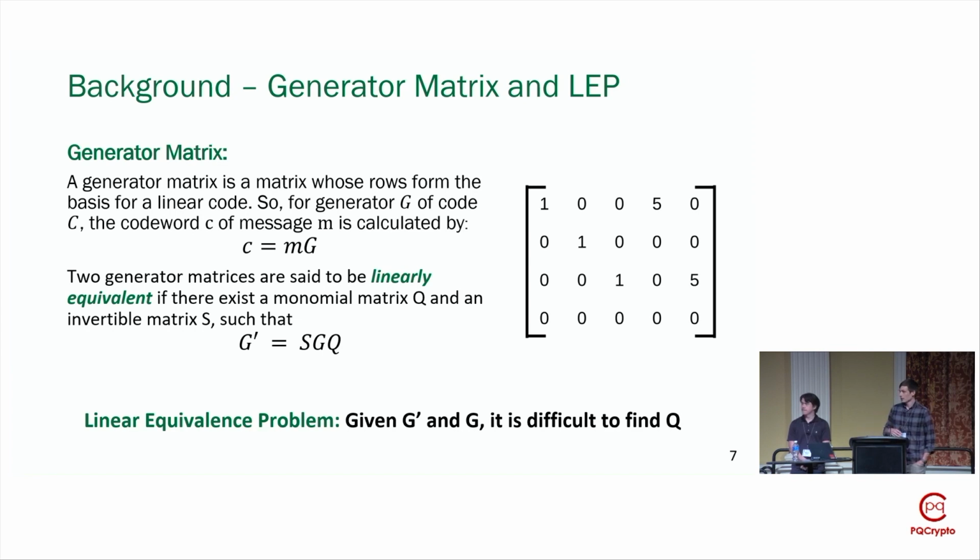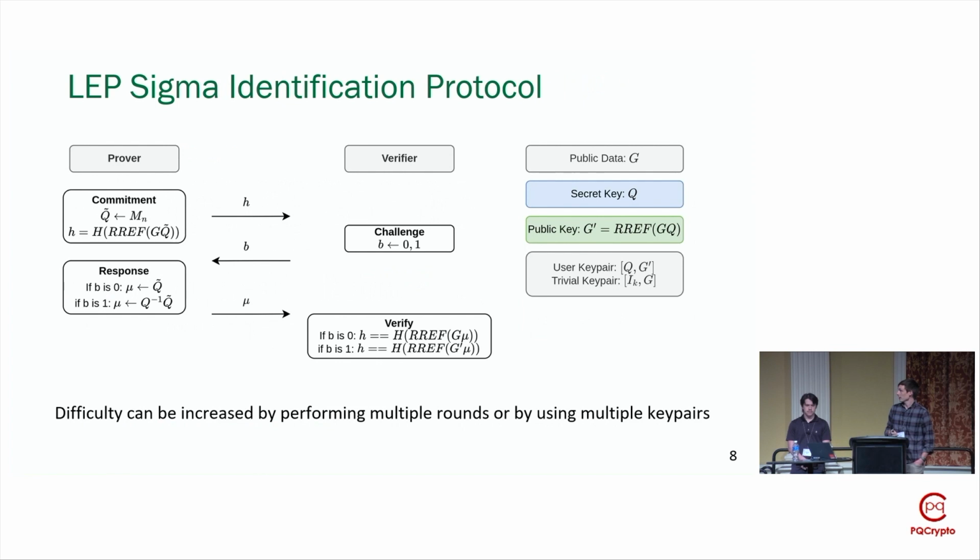So then 2 generators are said to be linearly equivalent if there is an invertible matrix S and a monomial Q such that you can convert one to the other. So if you have G' and G, there's an S and Q such that G' equals SGQ. And the hard problem that's relevant here is that if you just have G' and G, it's difficult to recover the monomial Q.